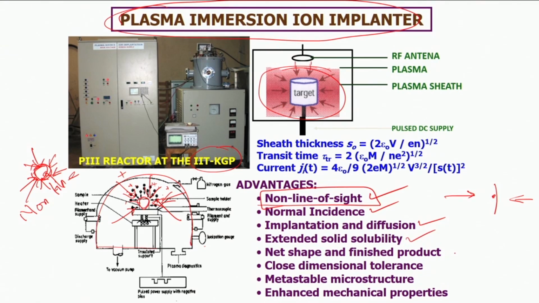In the process, you can create extended solid solubility, defying the solubility limit. All the products can be in the final shape, net shape. There's a very close dimensional tolerance possible. You can create metastable microstructures and also enhance the mechanical properties significantly.